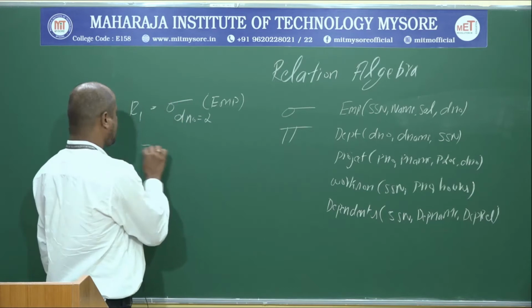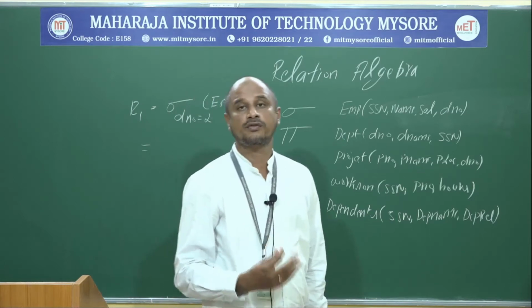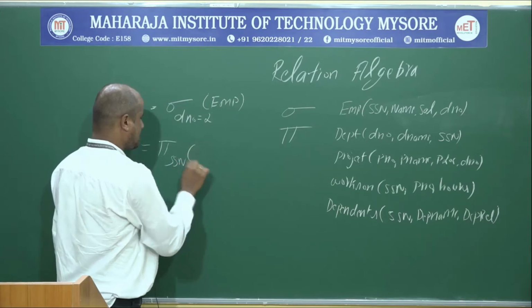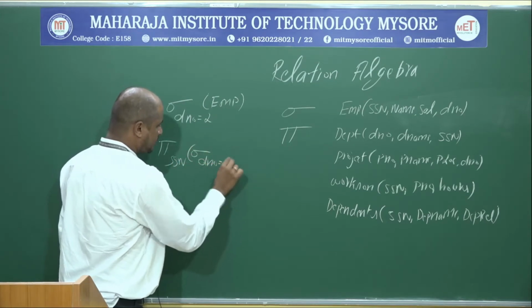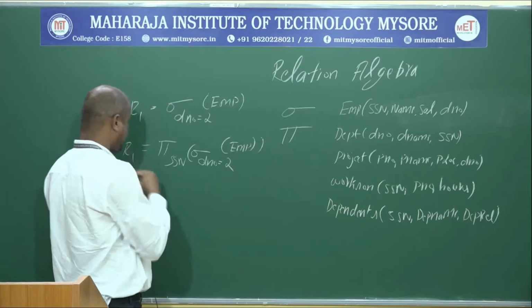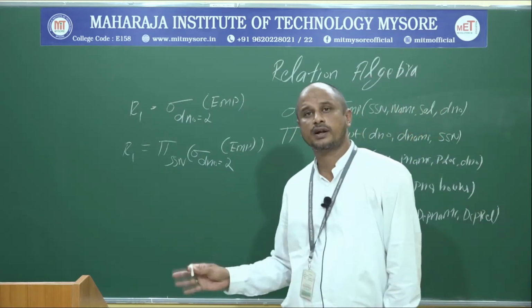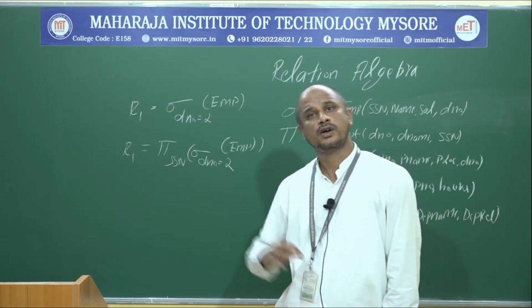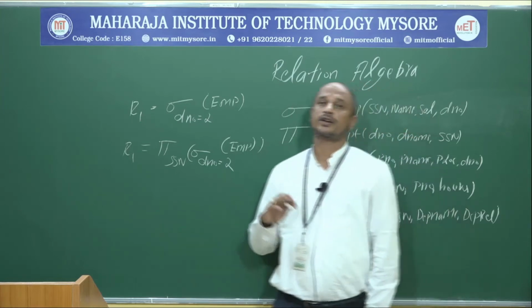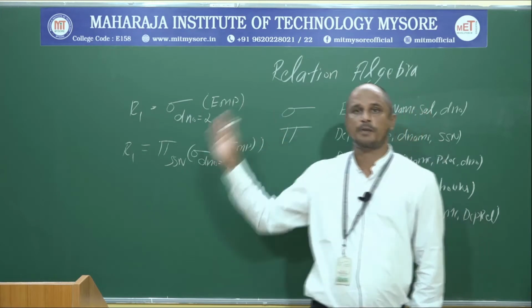If we include a projection condition, for example, retrieve the SSN of employees, or the name of the employees, working for department number 2. So retrieve the SSN working for department number 2 from the employee table, that is R1. So here R1 contains the SSN of the employees working for department number 2. In selection, we are retrieving only the tuples of employees working for department number 2.